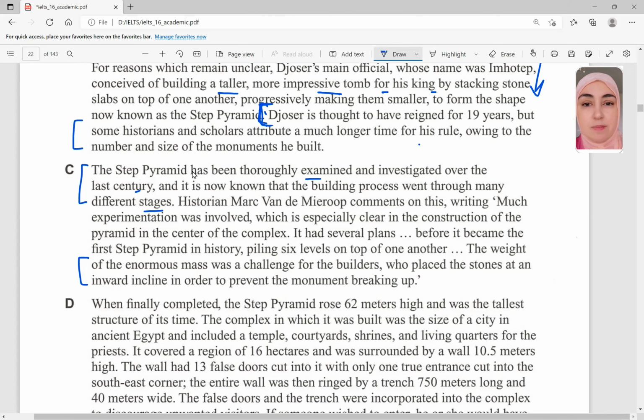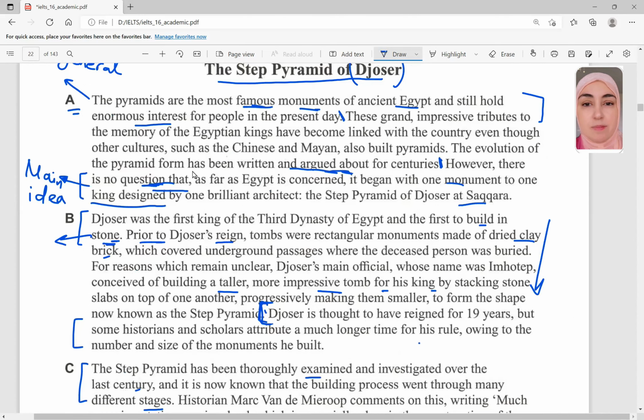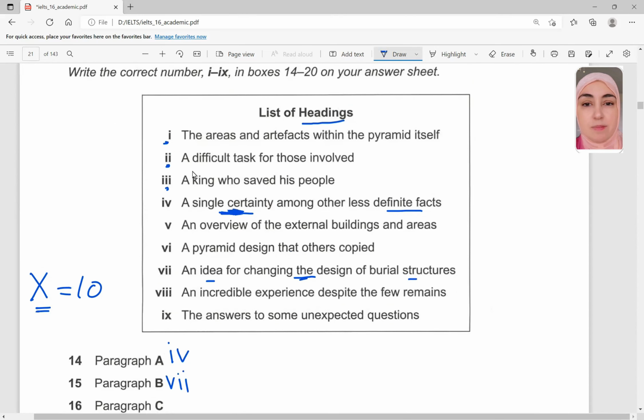If I go down a little bit, the weight of the enormous mass was a challenge for the builders who placed the stones at an inward incline in order to prevent the monument breaking up. So they built in a certain way, at a certain angle, so that it would not fall apart or break up, as they mentioned. So which one is closer to that?